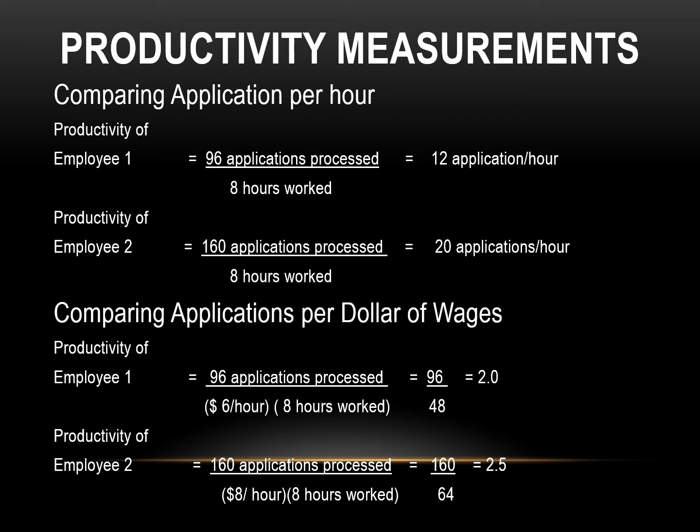Comparing applications per dollar of wages. Productivity of employee 1 equals 96 applications processed divided by $6 per hour multiplied by 8 hours worked, which equals 96 divided by 48, equals 2.0. Productivity of employee 2 equals 160 applications processed divided by $8 per hour multiplied by 8 hours worked, which equals 160 divided by 64, equals 2.5.